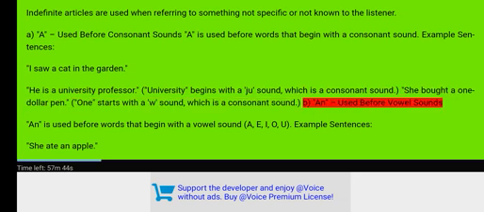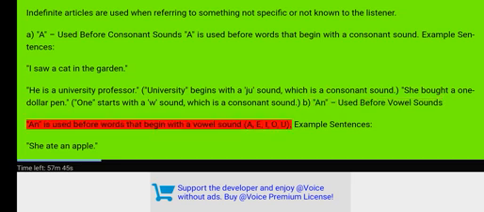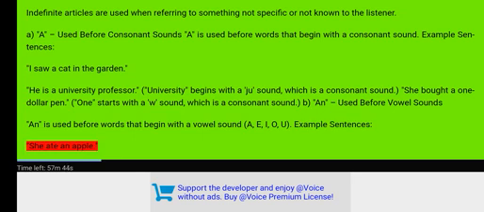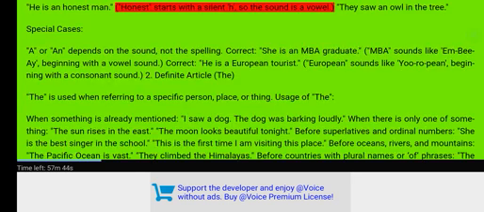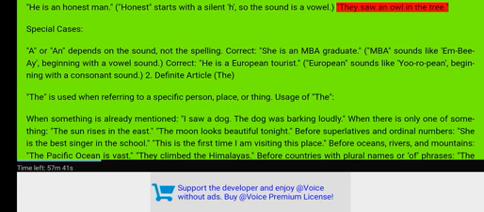B, an, used before vowel sounds. An is used before words that begin with a vowel sound: a, e, i, o, u. Example sentences. She ate an apple. He is an honest man. Honest starts with a silent h, so the sound is a vowel. They saw an owl in the tree.